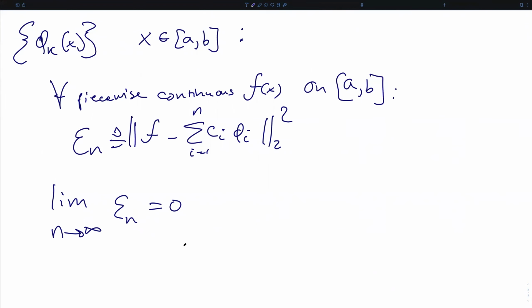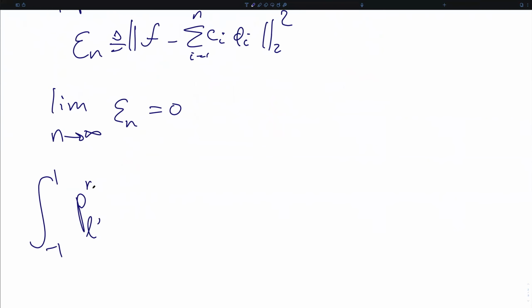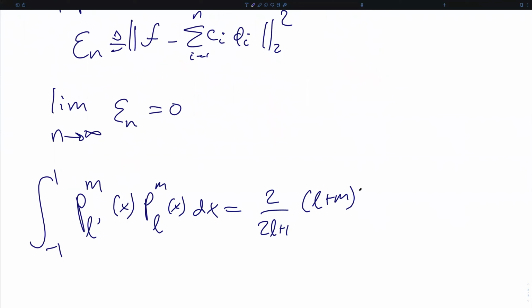And therefore, just as we did before, we can write a normalization for any pair of degrees L prime and L. We can write the integral from -1 to 1 of P L prime M of x times P L M of x as 2 over 2L plus 1 times L plus m factorial over L minus m factorial times the Kronecker delta in L L prime.